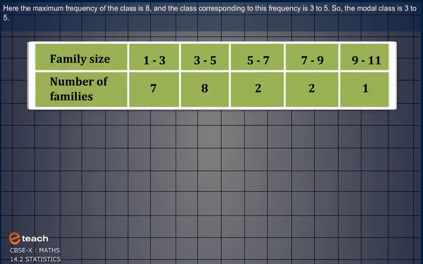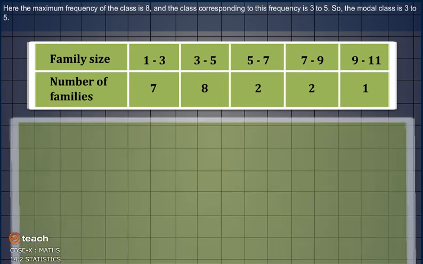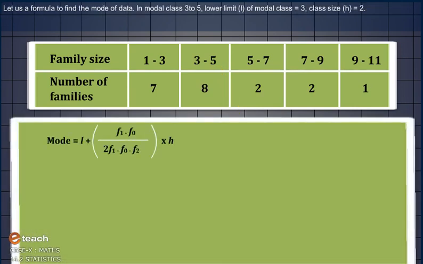Here the maximum frequency of the class is 8 and the class corresponding to this frequency is 3 to 5. So, the modal class is 3 to 5. Let us use the formula to find the mode of the data. In modal class 3 to 5, lower limit L of the modal class is equal to 3. Class size H is equal to 2.